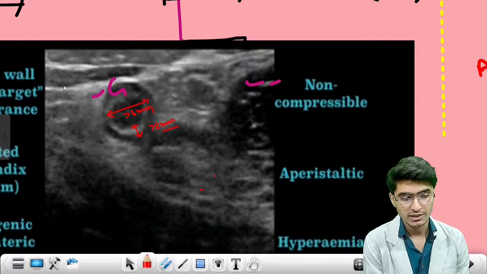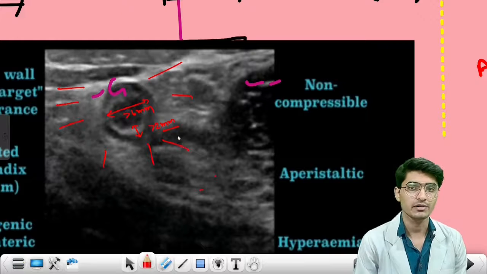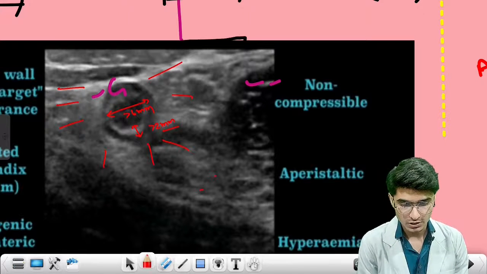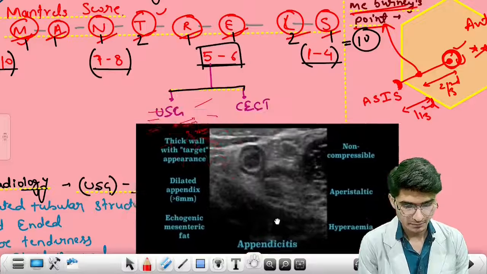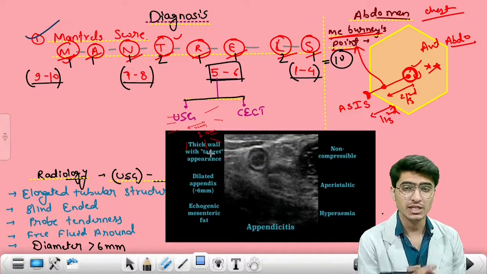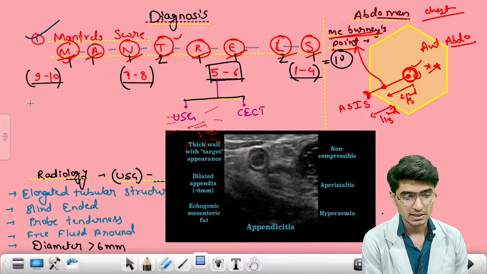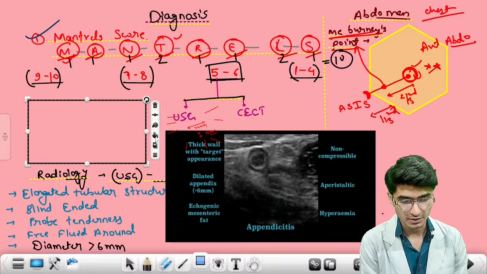And we can observe the periappendicular fat stranding here and the collection of periappendicular fluid also here. Okay, so let's minimize it. So guys, we have discussed the transverse section of appendix. Let us discuss the longitudinal section of appendix here.